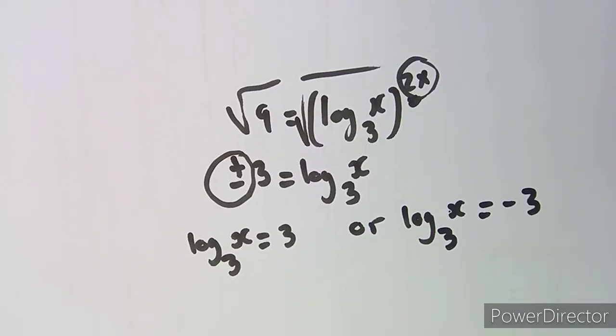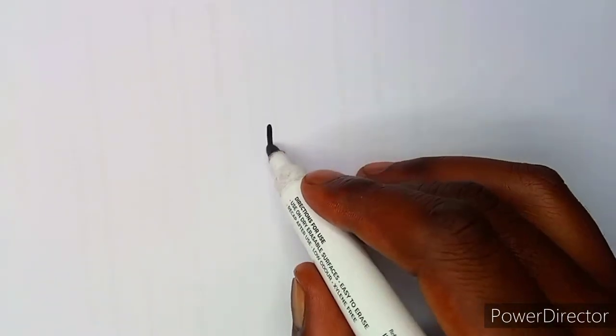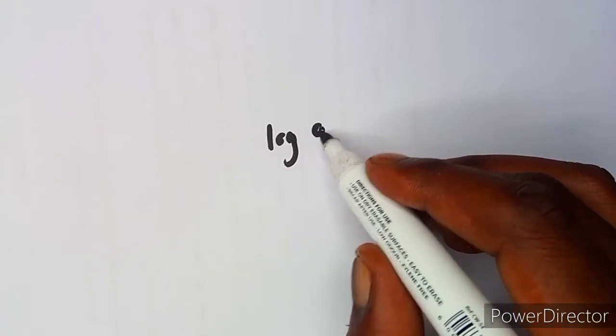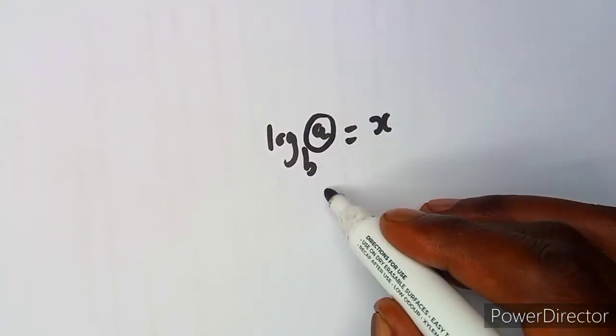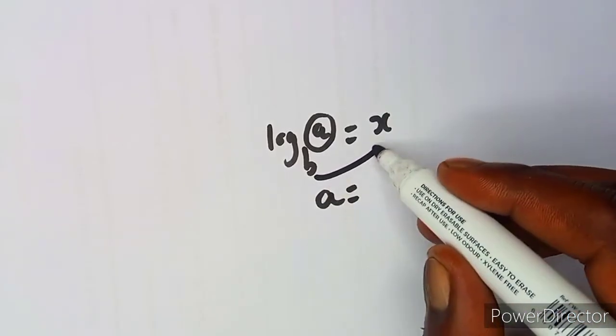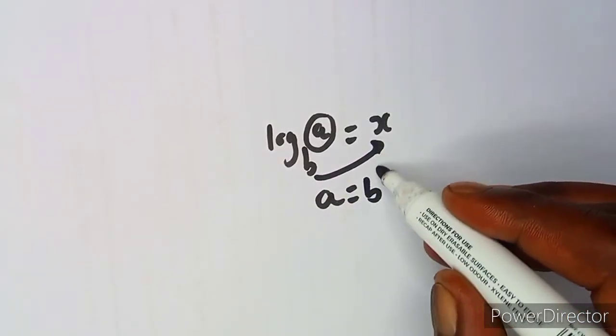So how are we going to find x? Let's refer back to this law. We know that from log a base b equal to x, I told you that a is equivalent to b to the exponent of x.